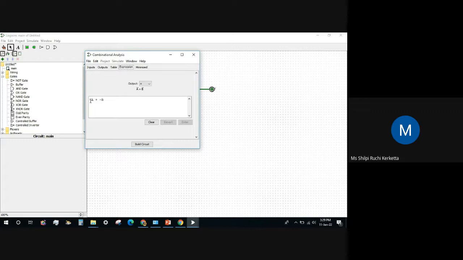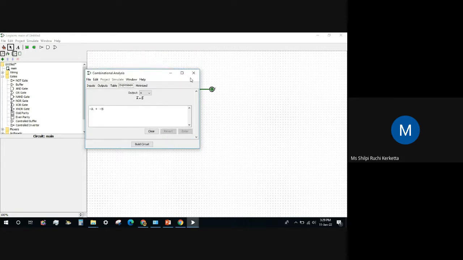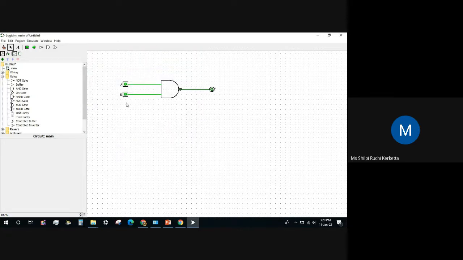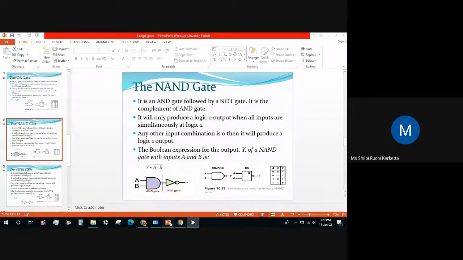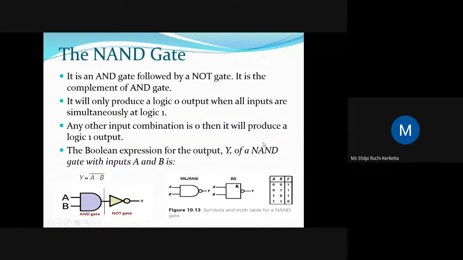What is the expression? A naught plus B naught. Sorry, this is wrong. I think it is taking some other gates. So it will be A multiplied by B, and whole bar. Actually, it is doing some De Morgan's theorem. This you don't have to study, that's why I'm not going into details. It is using De Morgan's theorem. This EC people will study in next sem. So that is the expression it was showing there.